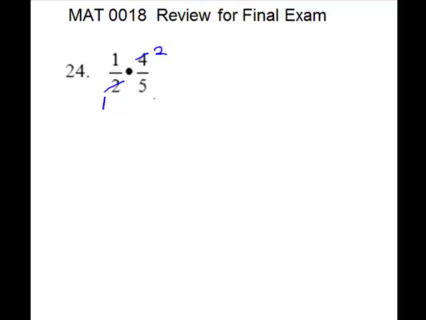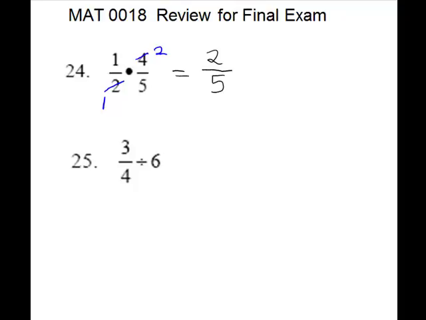We'll check the other diagonal. The only thing in common is 1. We won't bother to divide by it because it doesn't make anything smaller. Then we will multiply across the numerators and the denominators. So 1 times 2 is 2 on the numerator. 1 times 5 is 5 on the denominator. And 2 over 5 does not reduce.